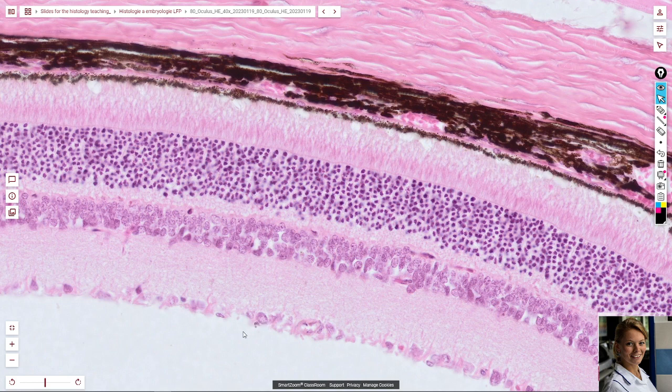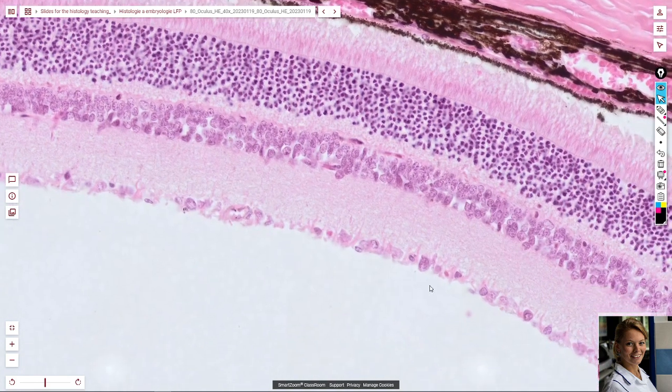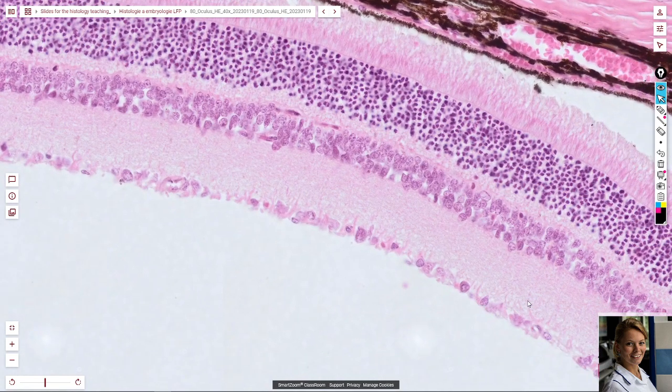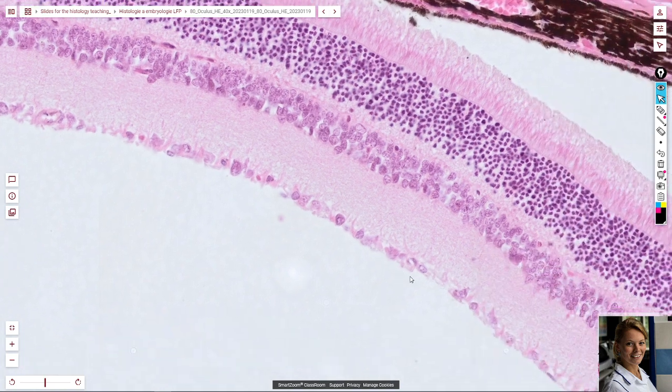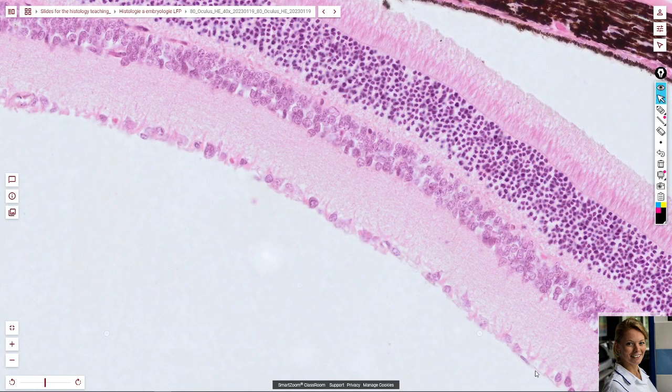Layer of nerve fibers. It's not well visible here. Here you can see the fibers. And inner limiting layer. It's not well visible in these slides. And the lamina separating the retina from the vitreous body.